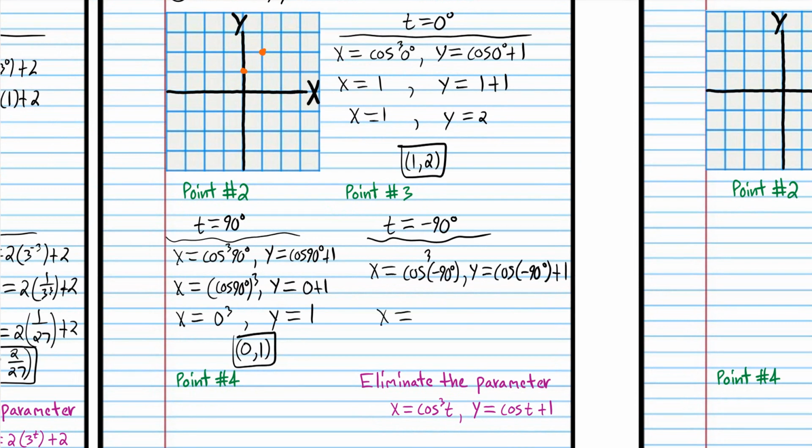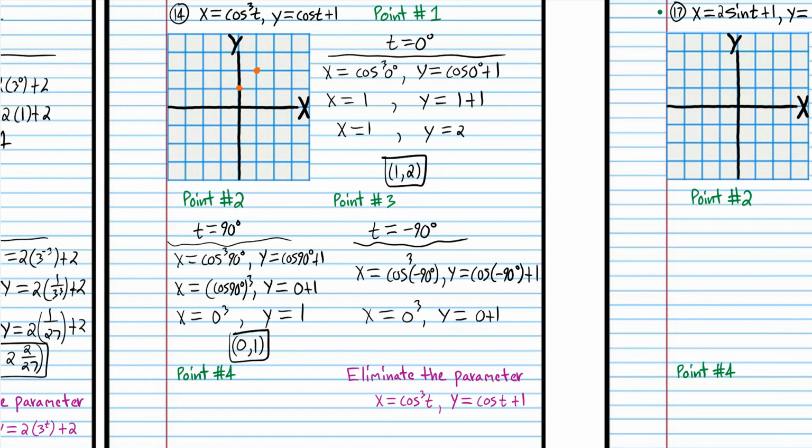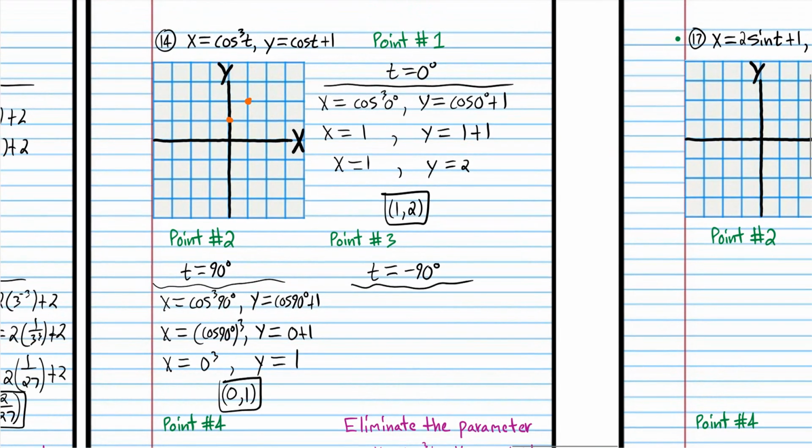So x is equal to, that's going to be 0 again. Y is going to be equal to 0 plus 1. So it looks like we actually got the same exact point. That happens sometimes. That's okay. So we need to choose something else for t.